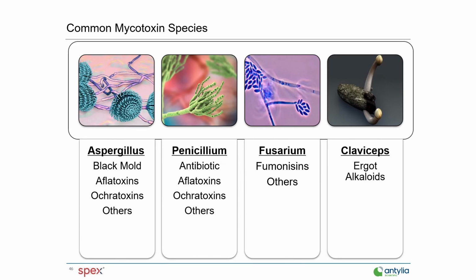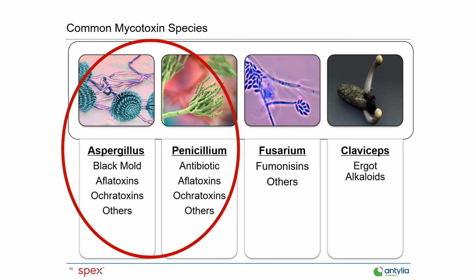Some of the most common mycotoxin species of fungus are Aspergillus, Penicillium, Fusarium, and Claviceps. Now, these are all very famous species of mycotoxin producing fungi, and I'm going to show you a few classical examples in the next slide. But primarily, when we're talking about PCR, I'm mostly going to be talking about the Aspergillus and, in the future, the Penicillium species.